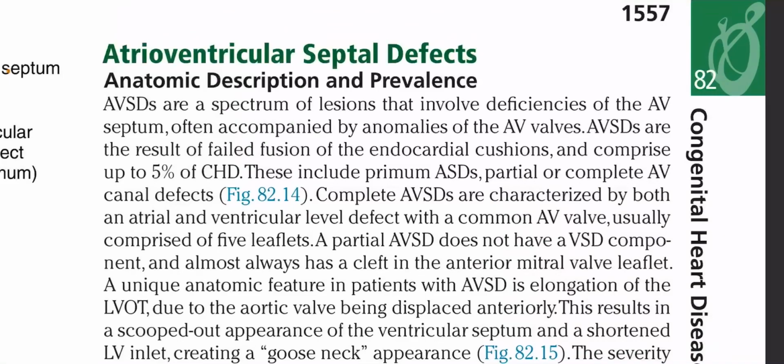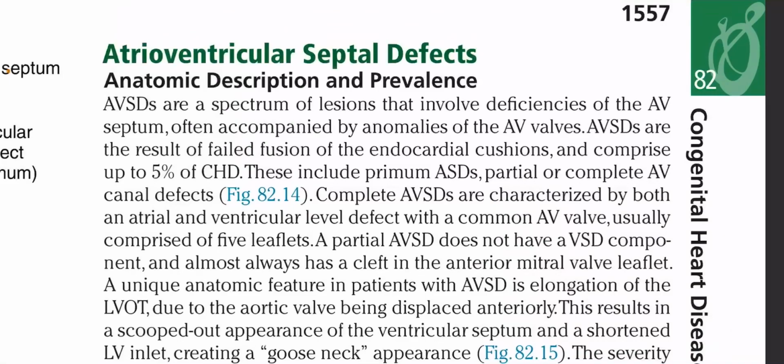Complete atrioventricular septal defects are characterized by both an atrial and ventricular level defect with a common atrioventricular valve, usually comprised of 5 leaflets. A partial atrioventricular septal defect does not have a VSD component and almost always has a cleft in the anterior mitral valve leaflet.